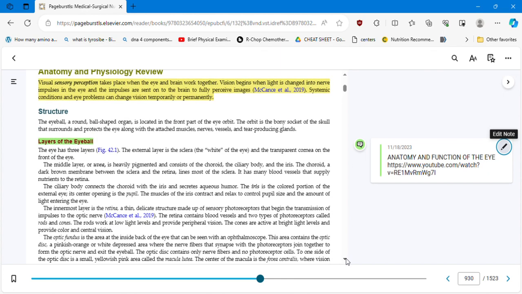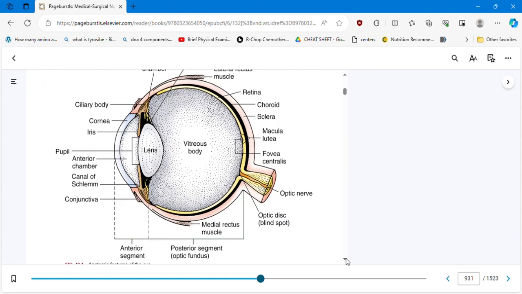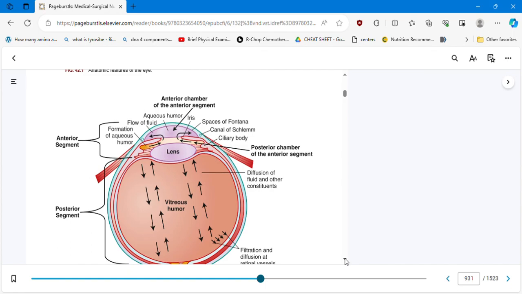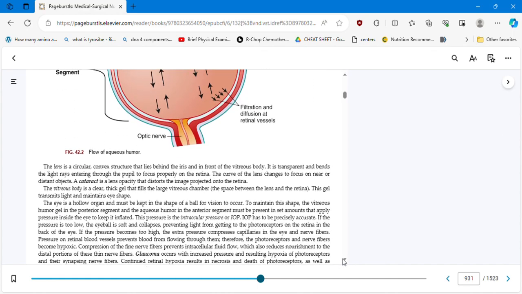Okay, so we have reviewed the anatomy and function of the eye, and here you can see a diagram with a very descriptive explanation. Here you can see the movement of the vitreous humor and the aqueous humor. Vitreous is basically in the back of the lens, while the aqueous humor is in this area. Okay, and that will make the difference between open angle and closed angle glaucoma. Okay, be familiarized with those terms.